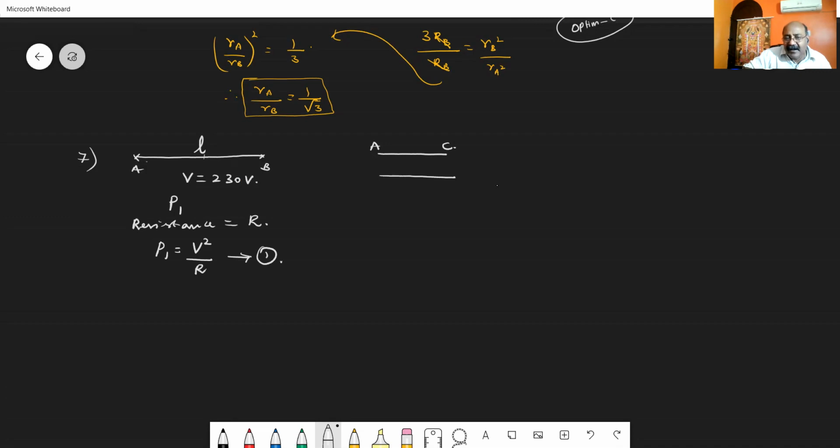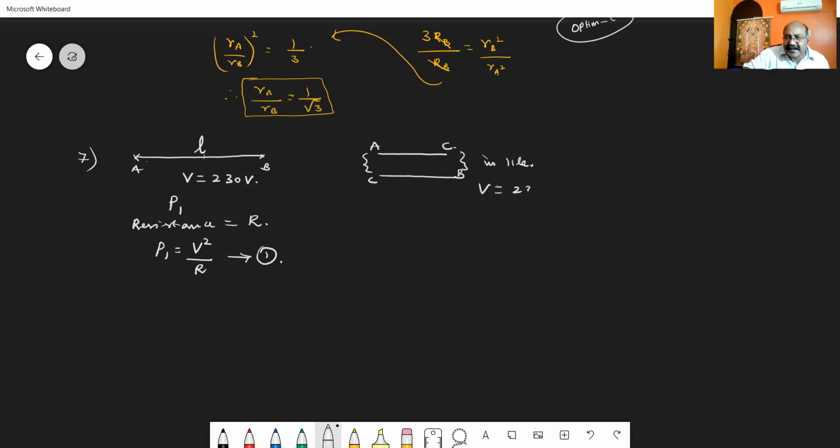I break the wire. Another one is considered to be CB. Cut into 2 equal pieces, so AC is equal to CB. After that, these two are connected in parallel, and then connected to the same power supply.